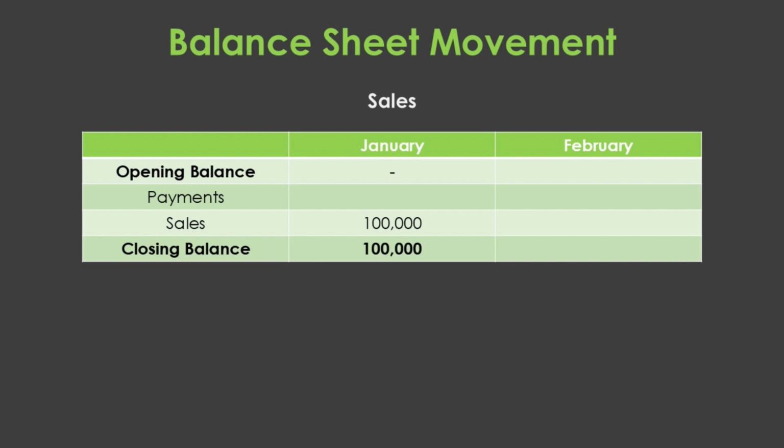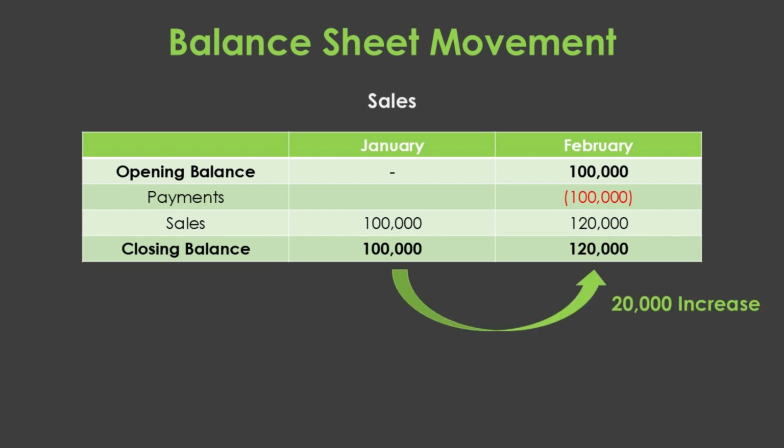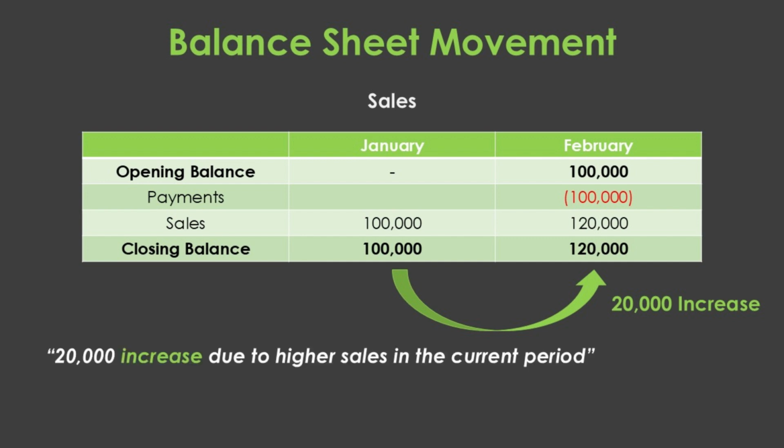Assuming all your customers paid their January invoices of 100,000 in February, then you had 120k of sales in February, your accounts receivable balance at the end of February would be 120,000, right? So if the balance at the end of January was 100,000 and now it's 120,000, there would be a 20,000 increase in the balance. And that's all because of the higher sales in the current period compared to the previous period. So in this case, we would say 20,000 increase due to higher sales in the current period.